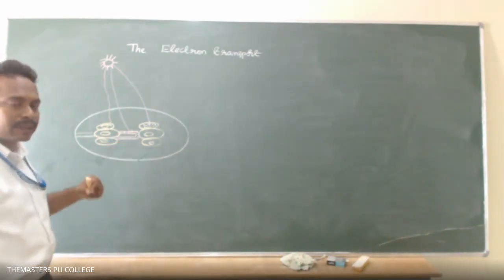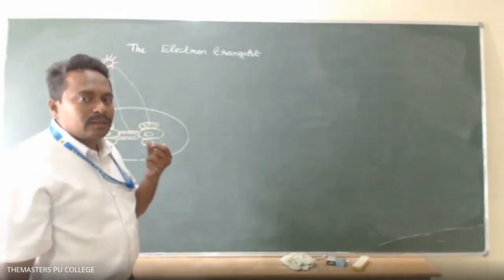How many steps are there in the light reaction? Four steps. Right. Absorption of light energy by chlorophyll pigments. Splitting of water molecules to form oxygen. Formation of ATP and NADPH. And electron transport, where electrons are transferred from one complex to another complex. Right.